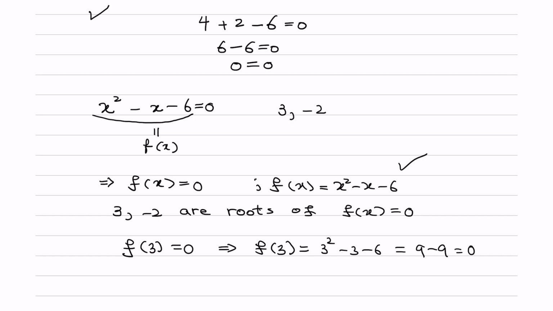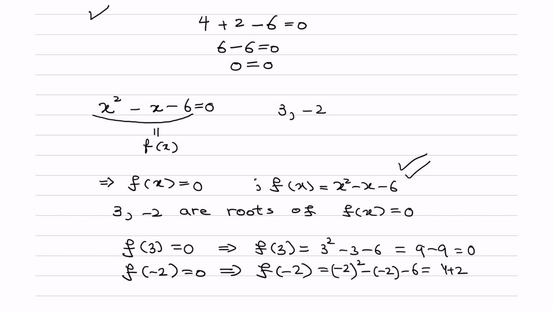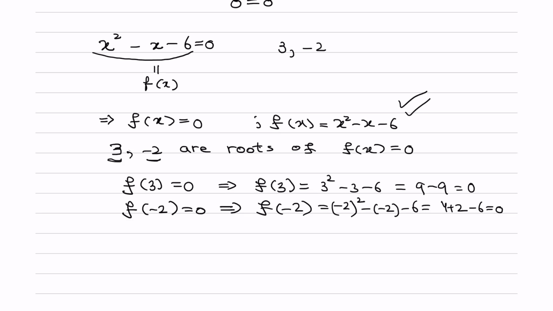And also minus 2 is the root of an equation, so f of minus 2 must also be 0. And why is it so? Because f of minus 2, since this is your f, will be minus 2 whole square minus minus 2 minus 6, which is 4 plus 2 minus 6 equal to 0. So the point here is 3 and minus 2 are the roots of the equation f of x equal to 0. Then we will write f of 3 equal to 0 and f of minus 2 equal to 0. And here we have verified it is so.